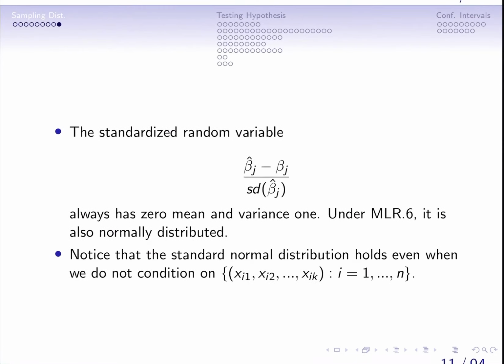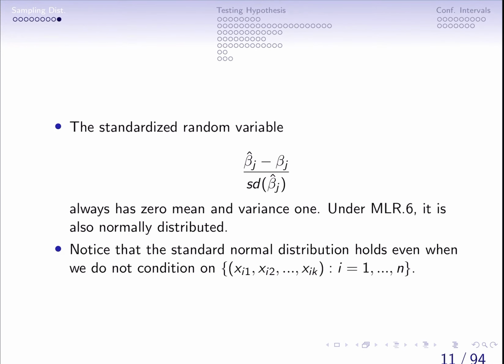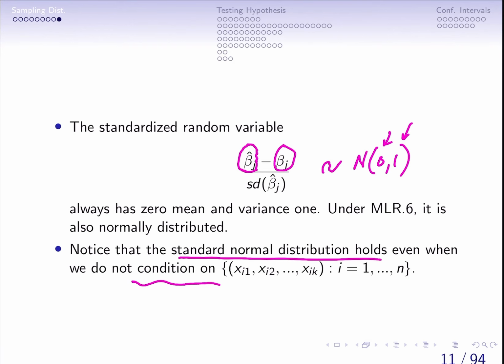The way we standardize a random variable is we take the deviation of that variable from its mean and divide it by the standard deviation of that variable. Okay, and that is going to be normally distributed, or asymptotically normally distributed, with mean 0 and variance 1. The standard normal distribution will hold even though we're not conditioning on the independent variables here.